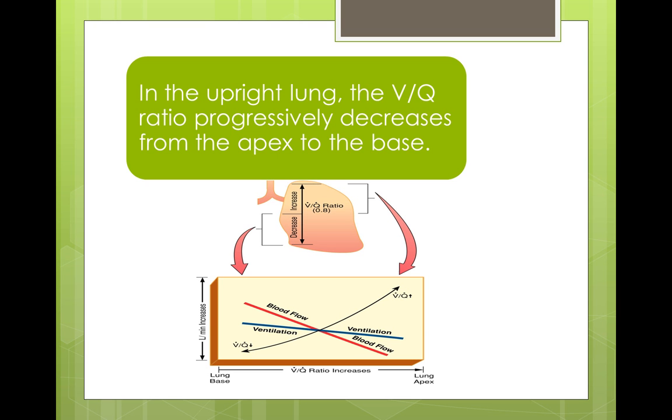Gravity pulls blood flow to the base. Well, that means that the base has more perfusion than it does ventilation, so therefore the VQ ratio goes down. In the middle of the lung, it's just about equal. So where you see the greatest effect is in the upper and the lower portion of the lung.